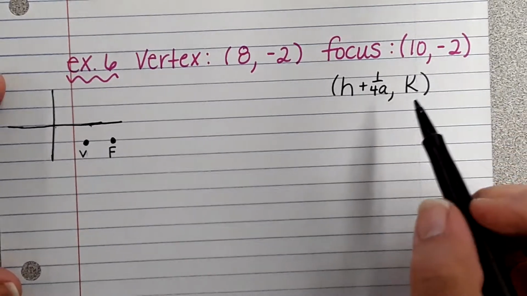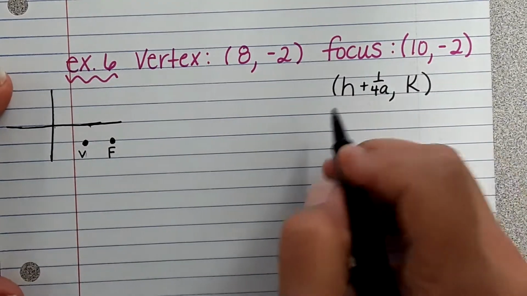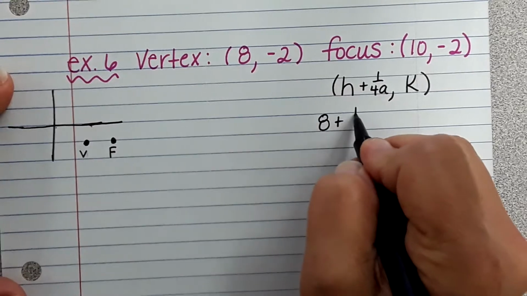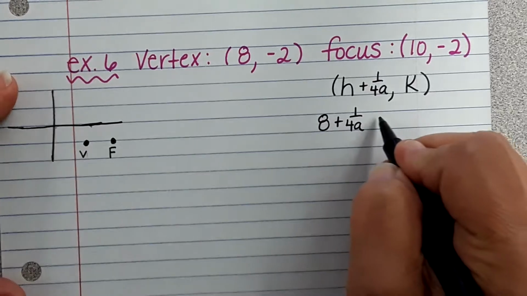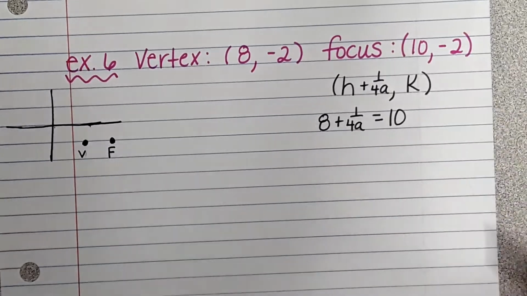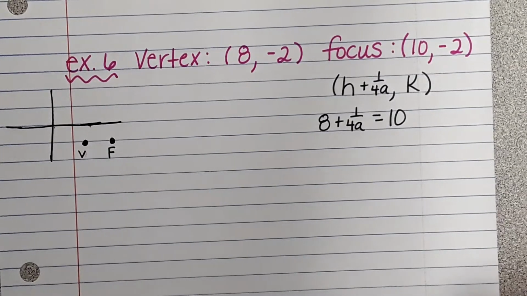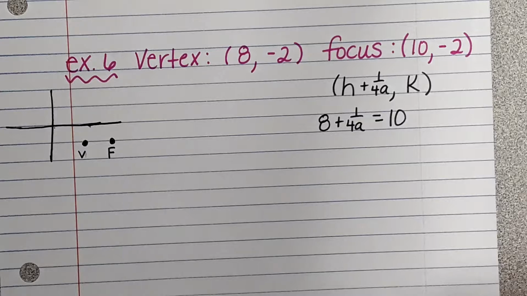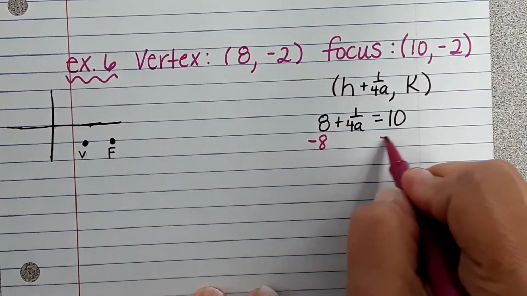Now, what is h? So let's talk with that. What is h? 8. Do I know a? But do I know what this whole thing equals? It equals 10. Again, how did I know that? You can look at your formula sheet, but in your mind, you need to know this is opening left or right, so I need to look at the left or right equation. What am I going to do now? Subtract 8 from both sides.